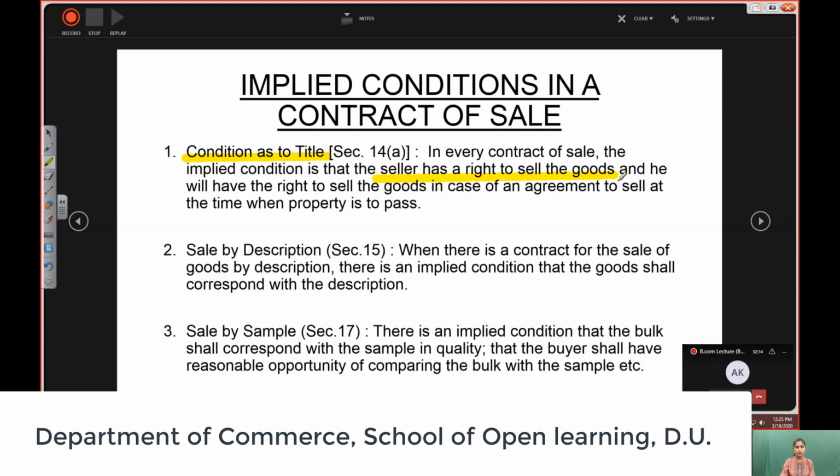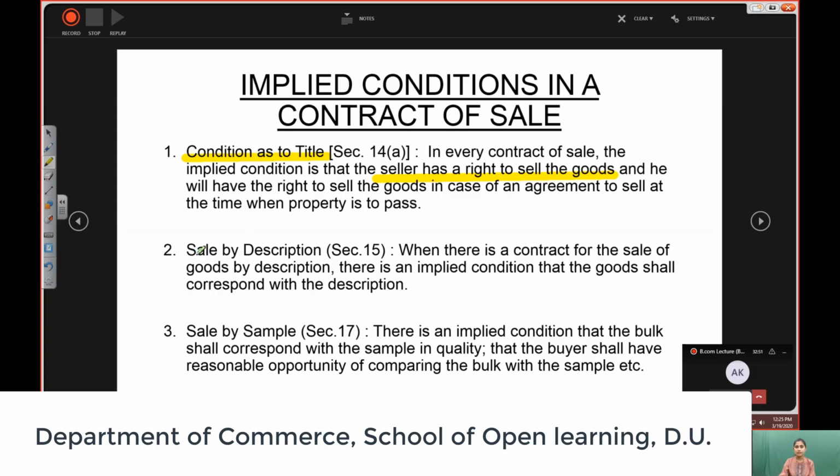Seller has the right to sell the goods, and he will have the right to sell the goods even if it is the case of an agreement to sell. So even if there is a sale or an agreement to sell, the seller has the right to sell the goods. So this is the first implied condition, condition as to title. Students, I'm stressing the word condition: conditions are essential for the purpose of the contract. If any of the conditions are not satisfied, it gives the right to cancel, or repudiate, the contract.